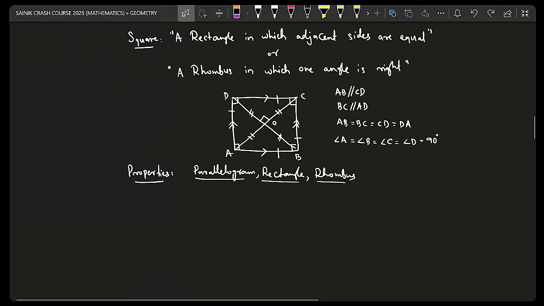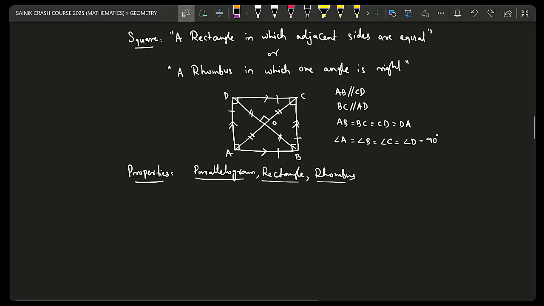Trapezium means only one pair of opposite sides are parallel. The other opposite side we don't know. For example, ABCD quadrilateral is there. AB is opposite to CD, right? So AB is parallel to CD. Only we know that thing, and any other information is not there. So we can say it is a trapezium.